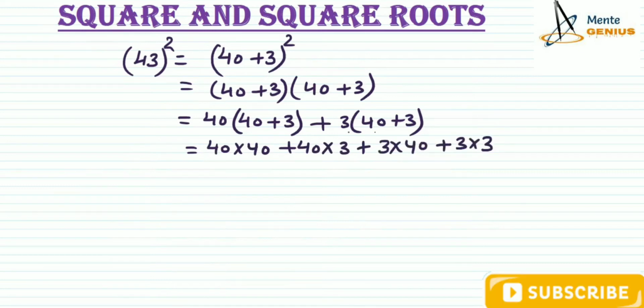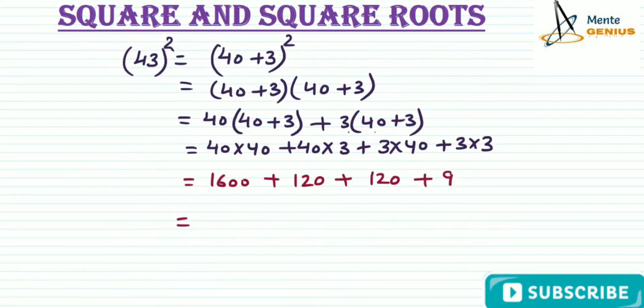Now we will solve this. 40 times 40 will give you 1600 plus 40 times 3 gives you 120 plus 3 times 40 will be same, 120, plus 3 times 3 is 9. Now your answer is 1849. 1849 will be your answer. Okay, now this was your long method as per NCERT class 8, but you don't need to do it.